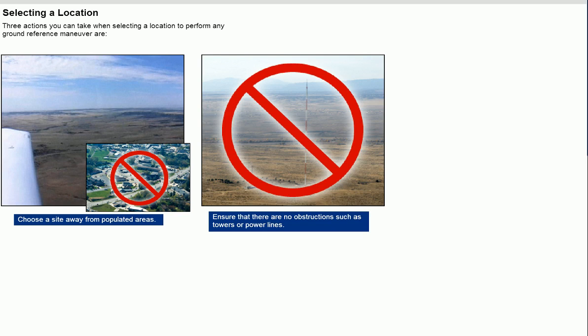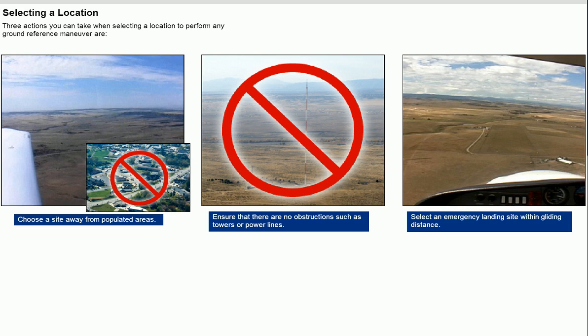Ensure there are no obstructions, such as towers or power lines. Because you are flying at fairly low altitudes, you don't want a minor altitude deviation to turn into a major accident. Select an emergency landing site within gliding distance. The closer you are to the ground, the fewer your options in an emergency, so pick a good landing spot that you can reach from any point in the maneuver.